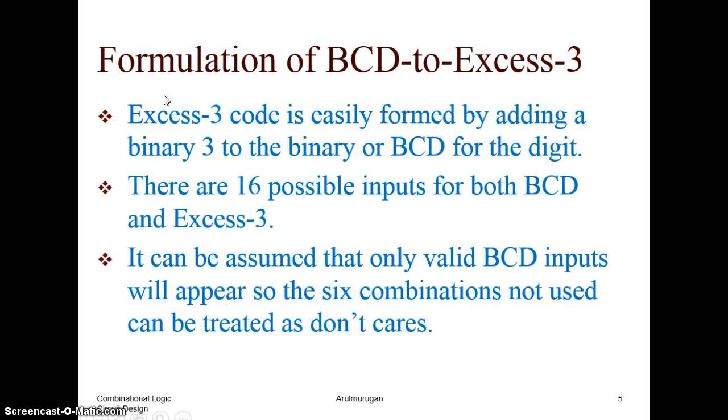Then the formulation of BCD to XS3. The XS3 code is easily formed by adding a binary 3 to the BCD for the digit. There are 16 possible inputs for both BCD and XS3. It can be assumed that only valid BCD inputs will appear, so the 6 combinations not used can be treated as don't cares.